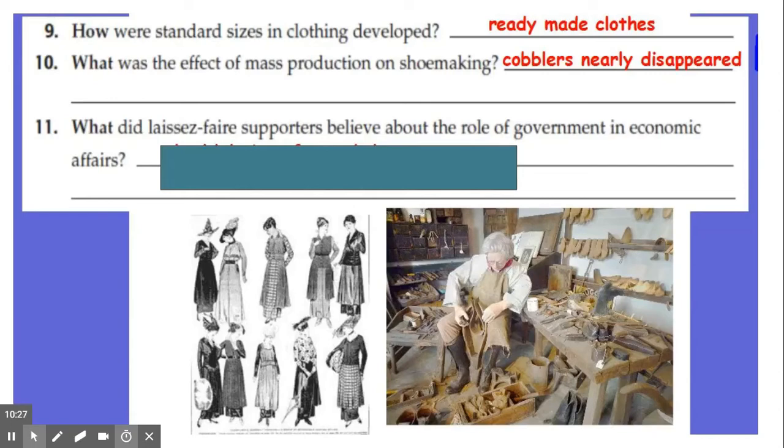There really isn't going to be a need for that because now we're going to have factories that can go in and make kind of standardized sized shoes, just like we do with other clothing. Moving on. Number 11, what did the laissez faire supporters believe about the role of government in the economic system?